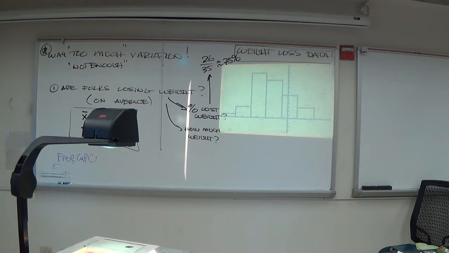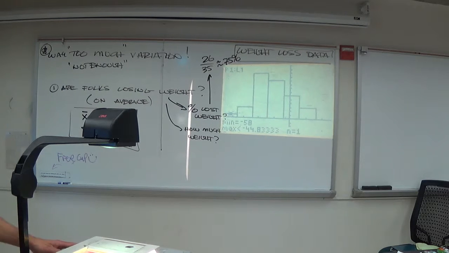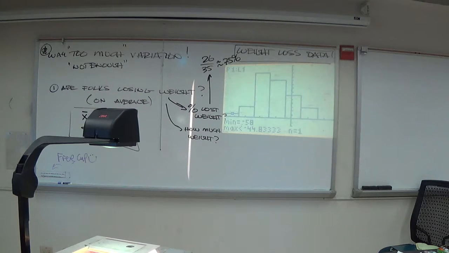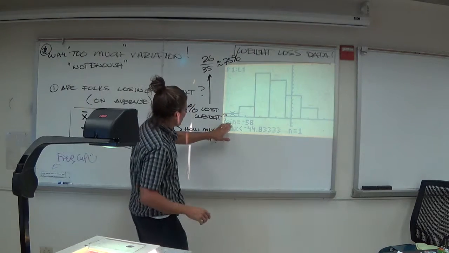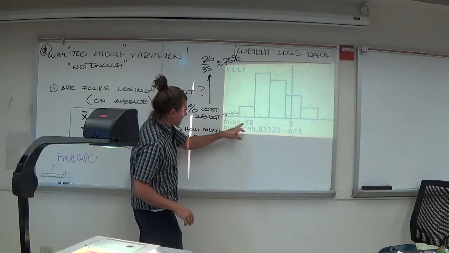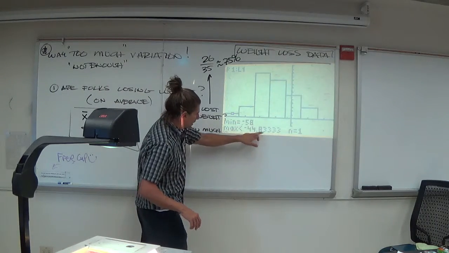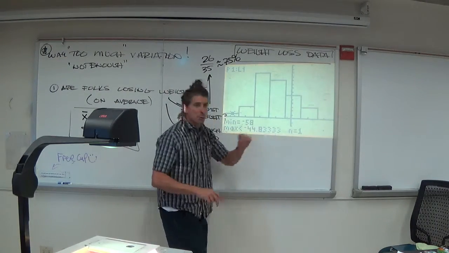Press the trace button right now, which is between zoom and graph. We're going to be using all these buttons by the end of the day, just like you did in Math 95 if you took Math 95. Now what this does is it puts, I call it the spider, the little guy Blinky, on the histogram, and it gives you some information. It says min equals negative 58, max is less than negative 44.8333333, n equals 1.